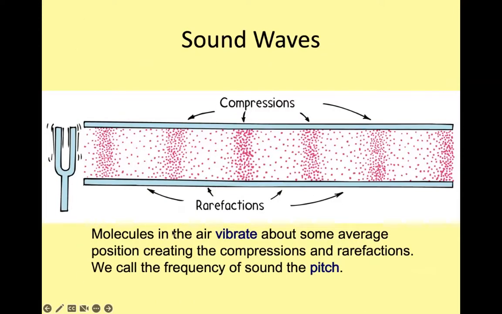Molecules in the air vibrate about some average position, creating compression and rarefaction. We call this frequency the pitch. Sometimes the sound goes like this, sometimes the sound changes like this, sometimes like this. All these are basically considered as vibration, depending on how fast or how slow it vibrates. So this frequency of sound, as demonstrated just now through the different pitches, is known as the pitch.